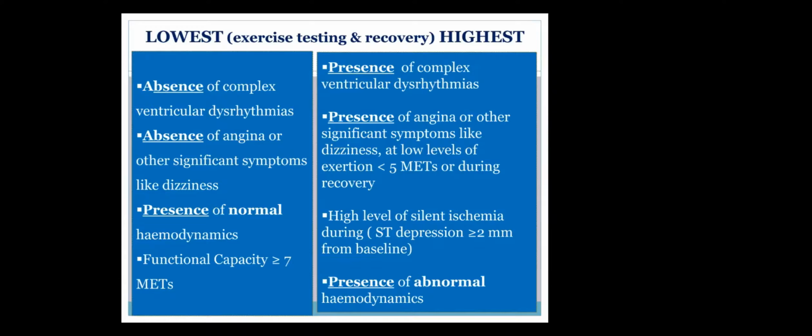If you have to grade the individual under highest risk, again, there will be presence of complex ventricular dysrhythmias, presence of angina or other significant symptoms like dizziness at low levels of exertion. These patients will have less than 5 minutes during recovery, a high level of silent ischemia during the test, that is ST depression of more than 2 millimeters from the baseline, or presence of abnormal hemodynamics. Any of these features present, the individual will fall under high risk. Whereas for the individual to be classified as low risk, there should be presence of all these findings which are listed under the lowest risk.